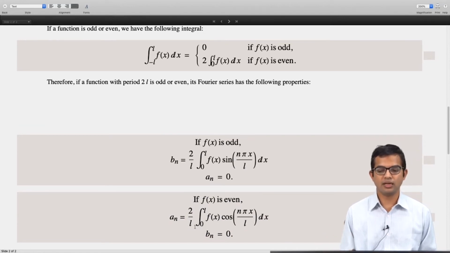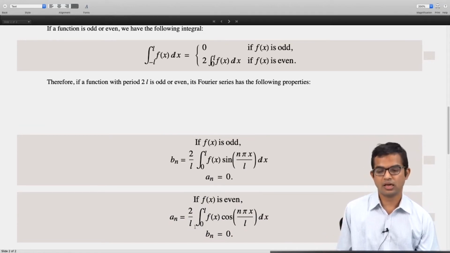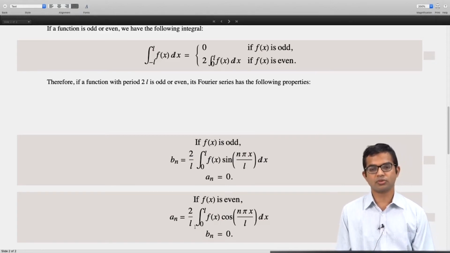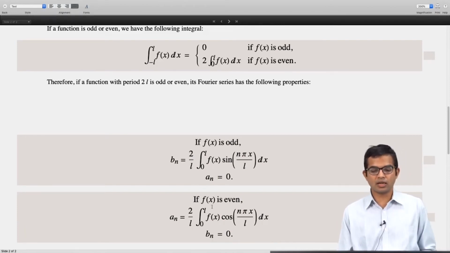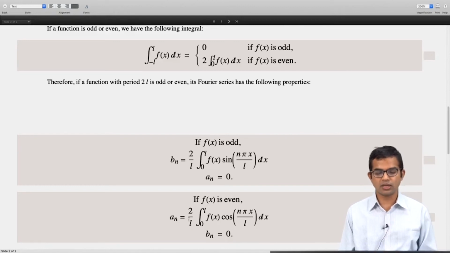So you cannot have any representation from cosines. If your function is odd, you cannot have any cosine part to it. It's going to be made up of a bunch of sines. And likewise, if your function f of x is even, then all the bn are going to vanish, and the an are going to be given by this integral, 2 by L, where the interval you need to consider is just 0 to L, right?